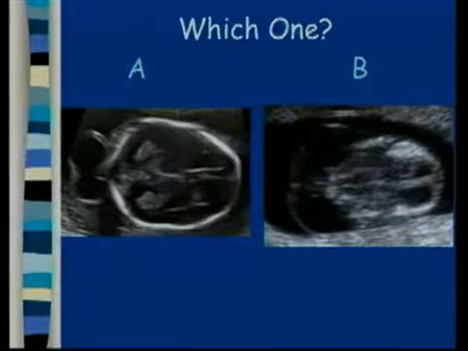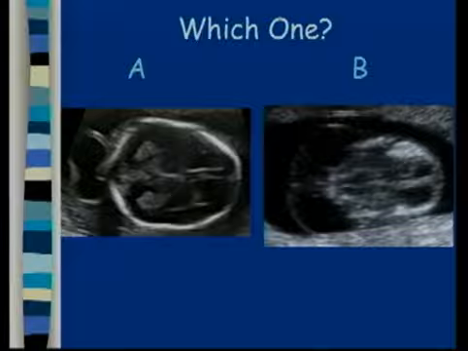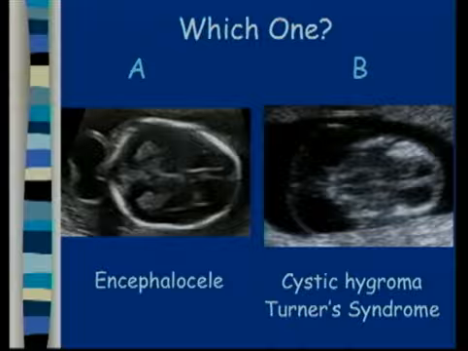Okay, the next one, would you rather be A with this fetal head or B with this fetal head? Well, A is an encephalocele with a mass off the posterior part of the head, and B is a multiseptated mass from cystic hygroma and Turner syndrome.